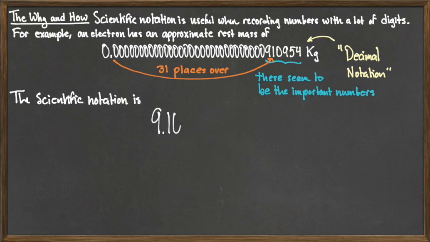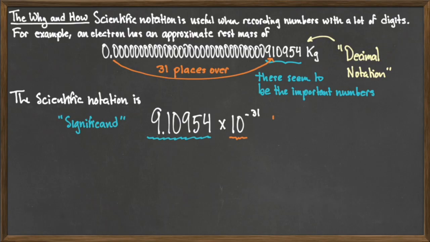The scientific notation of this number would be expressed as 9.10954 times 10 to the negative 31. So even though this value is very small and has a lot of zeros, it again seems that the numbers beginning at 9 are the important ones, and that 10 to the power of minus 31 seems to be counting the number of decimal places we had to move in order to reach these values. So that's all what scientific notation is recording.